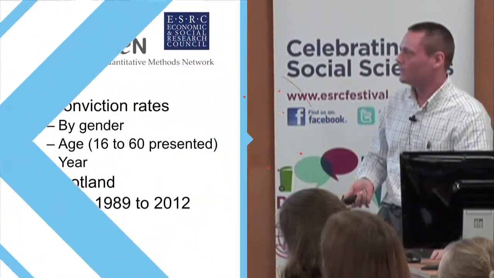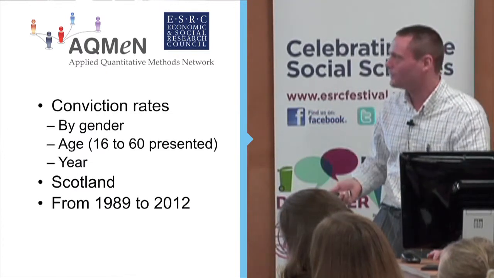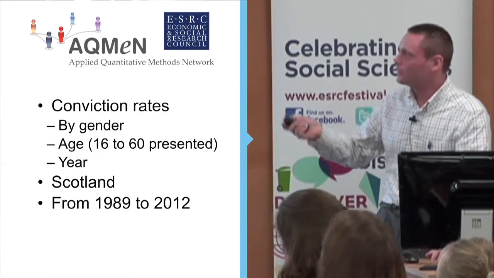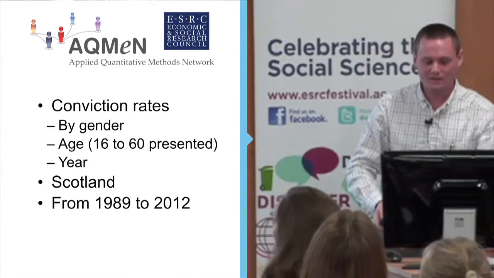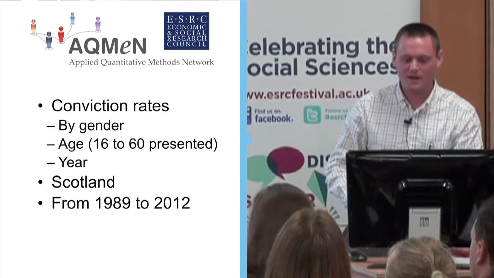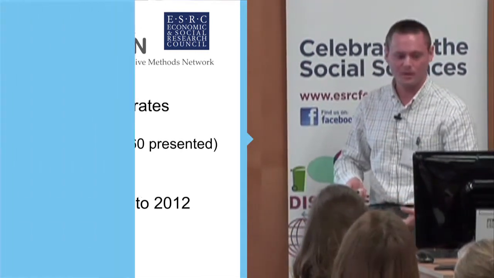So the data is exactly as Ben has described, from 1989 to 2012 for Scotland. I've looked at ages 16 to 60, because beyond that, as you might expect, given the age crime curve, the numbers just become too small.